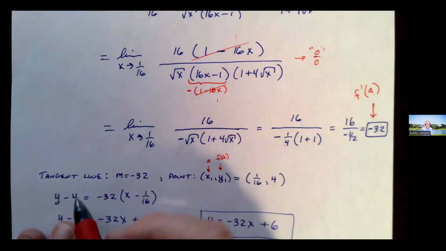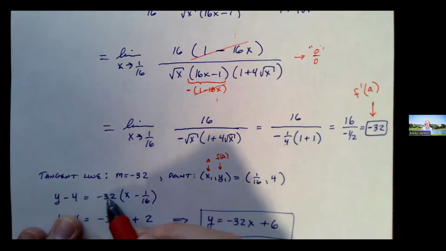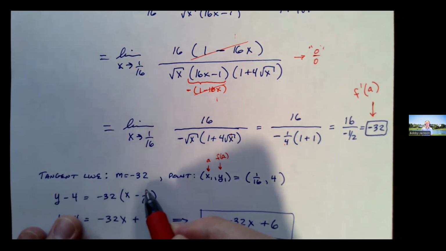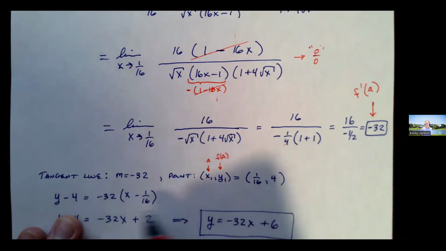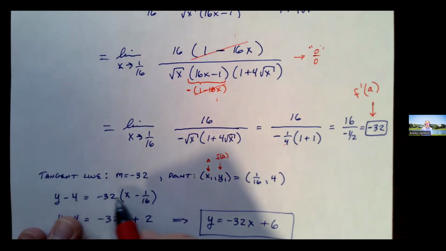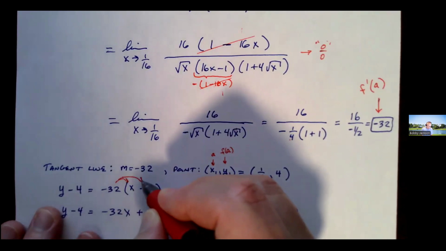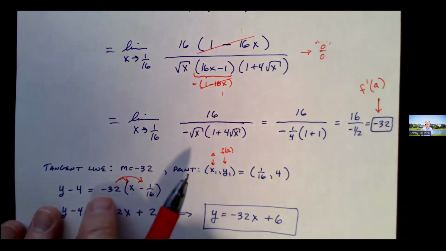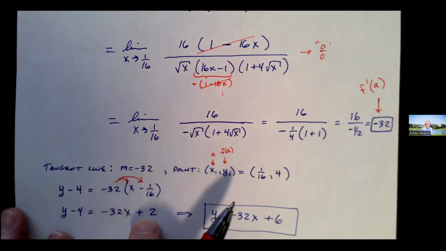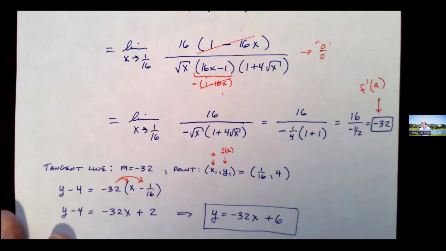And so remember how we do this: y minus the y coordinate, y minus 4, equals m, the slope, times x minus the x coordinate. So this is the point slope form of the equation of a line. And now I can solve for y. I'll distribute the negative 32 in this case, getting negative 32x plus 2. Negative times negative is positive. And then I'm going to add 4, and there is my tangent line.